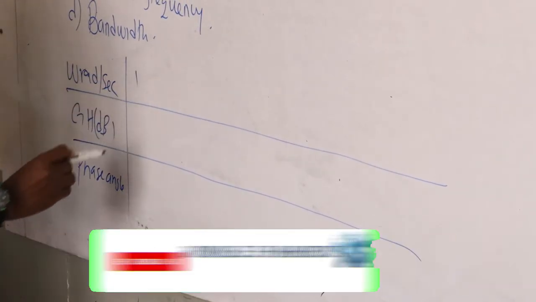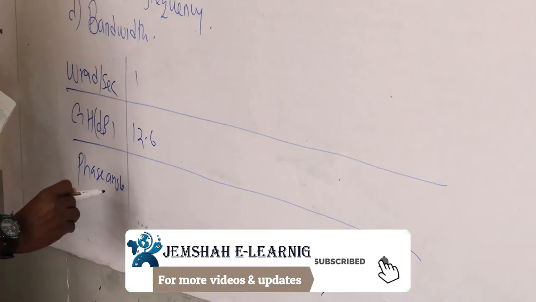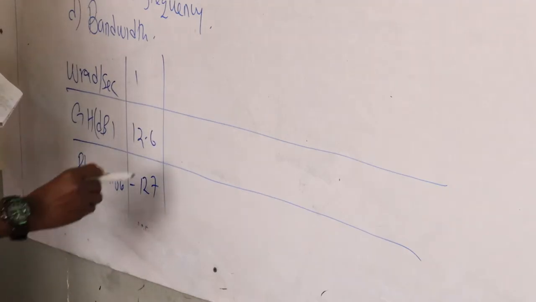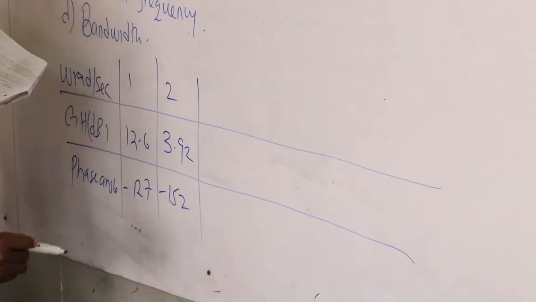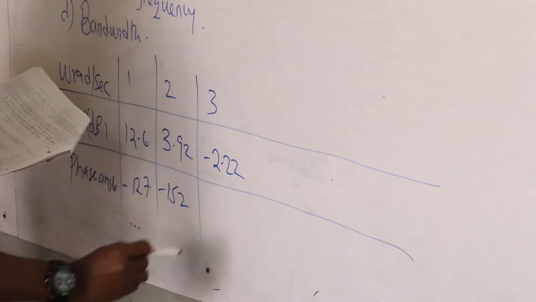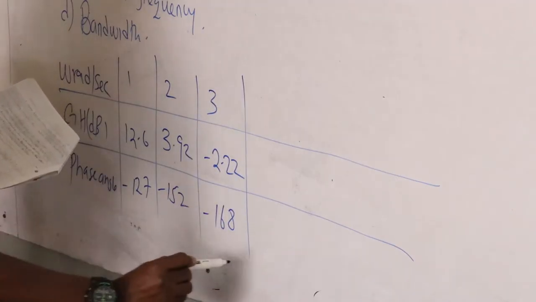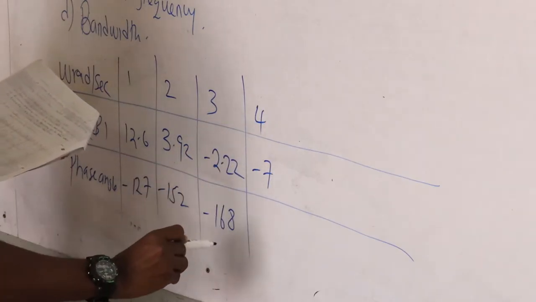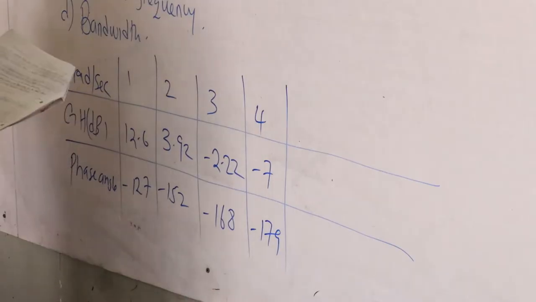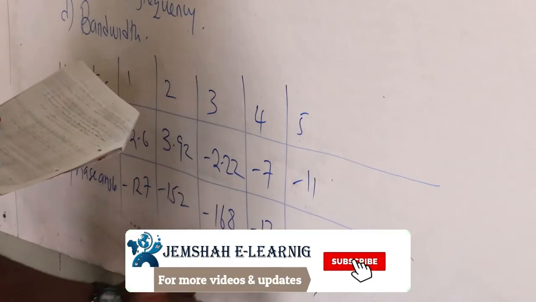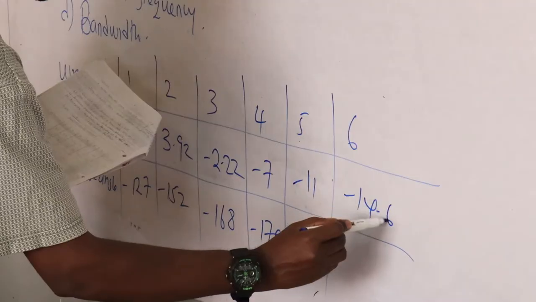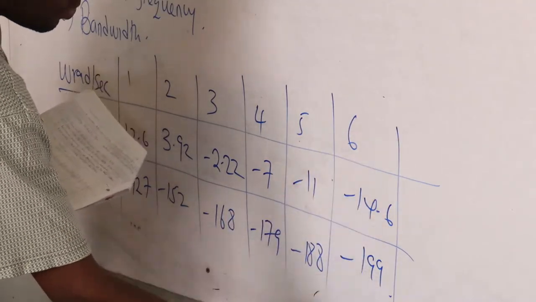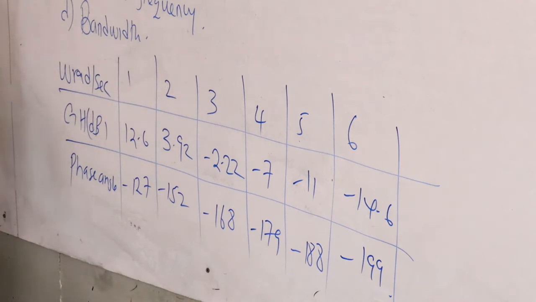We have the phase angle. So here we have 112.6 and minus 127. Here we have 3.92 minus 152, 3 minus 2.22 minus 168, 4 minus 7 minus 179, 5 minus 11 minus 188, and finally 6 minus 14.6 minus 199. So that is the table that we are going to plot.